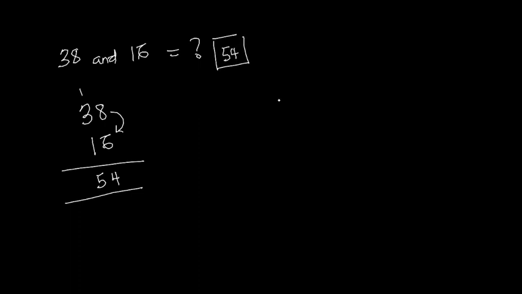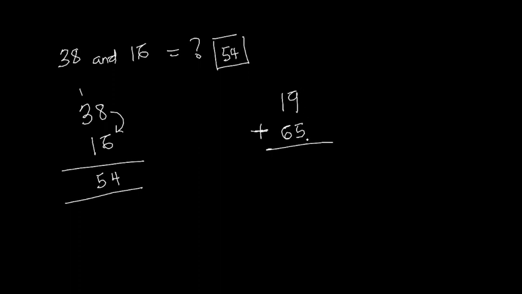So let's have a look at another example. Say we have 19 plus 65. What is our answer? So 19 plus 65. We add digit by digit from right to left. So we add 9 and 5 first.